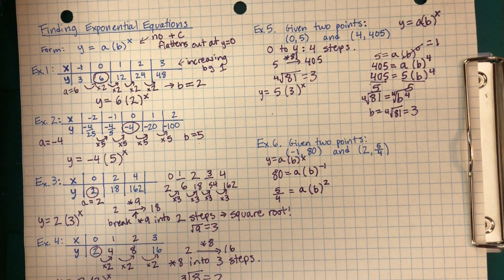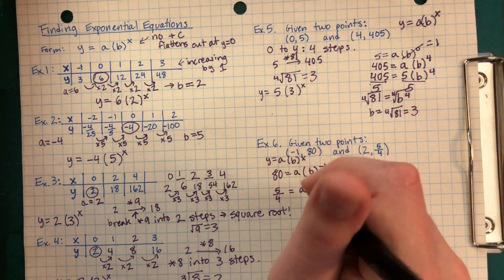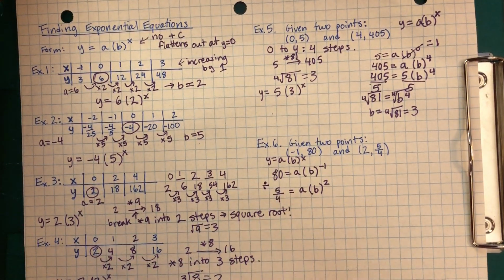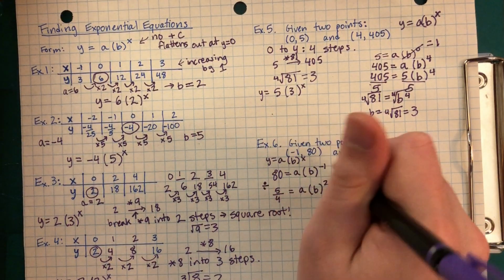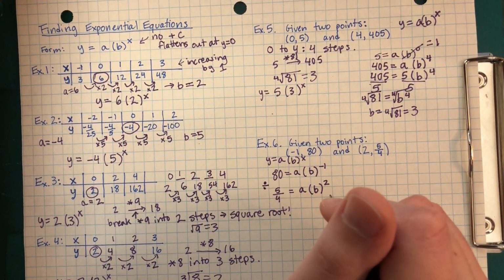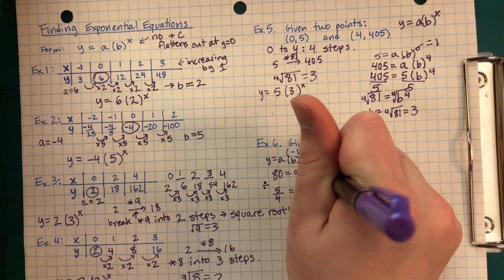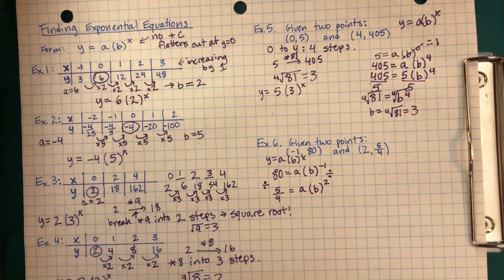each one. It's not quite as easy as the one before because I don't have anything like this that I can just cancel out right away. Instead, what I'm going to do, maybe you can tell from what we've done so far, is that I need to divide something. So I'm going to divide these two equations. I'm going to take 80 and divide it by 5/4. And I'm going to take this side of the equation and divide it by this side of the equation.